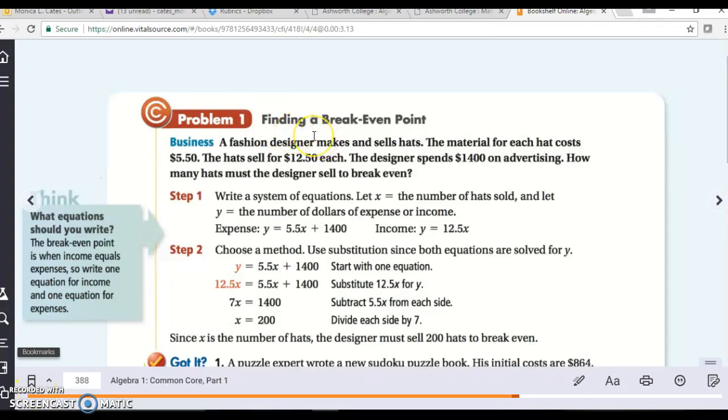Finding a break-even point. A fashion designer makes and sells hats. The material for each hat costs $5.50. The hat sells for $12.50 each. The designer spends $1,400 on advertising. How many hats must the designer sell to break even?